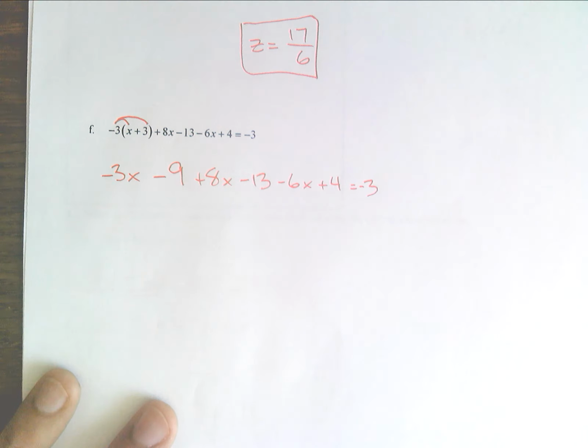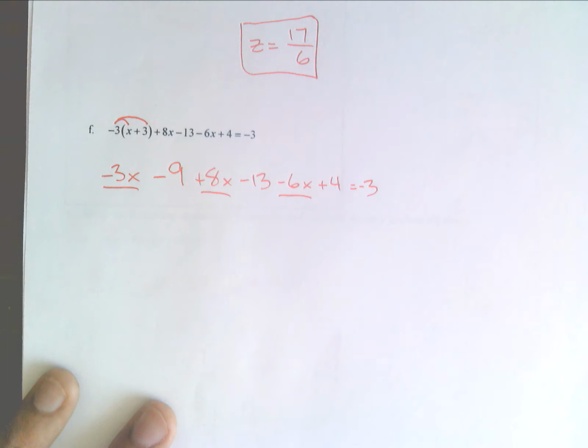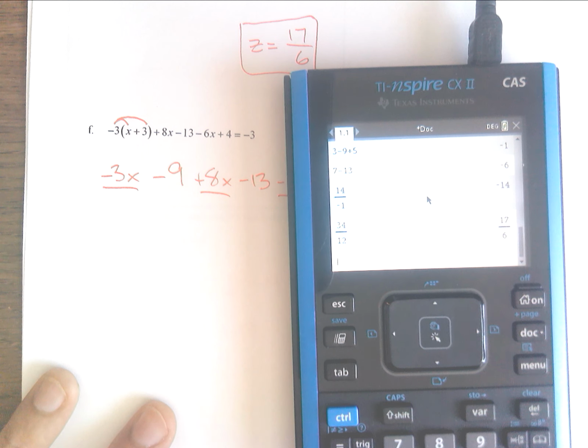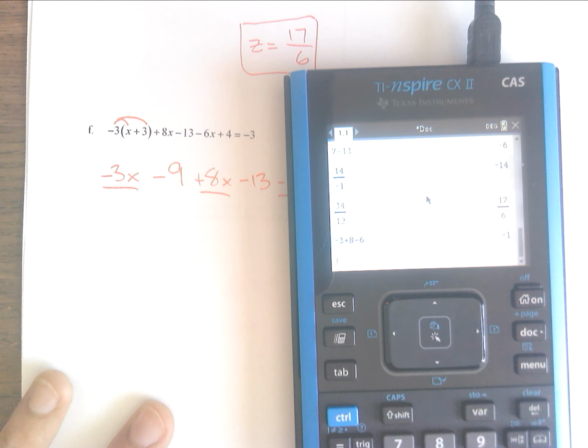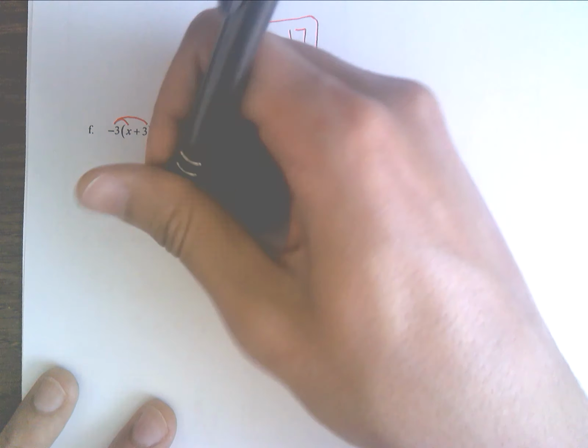Now we combine like terms. I see a few x terms. So we have a negative 3x, we have an 8x, and we have a negative 6x. So negative 3 plus 8 minus 6. Let's plug that in our calculator. Using our negative key, negative 3 plus 8 minus 6. And that gives us negative 1. So we have negative 1x.